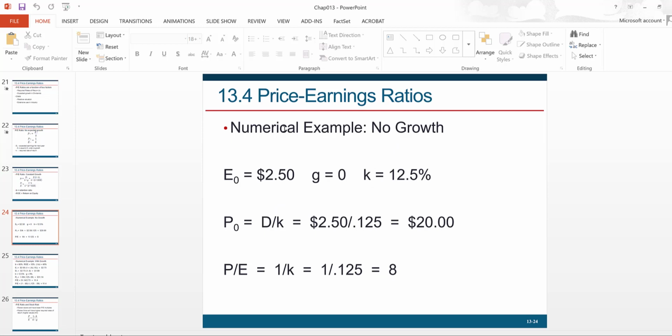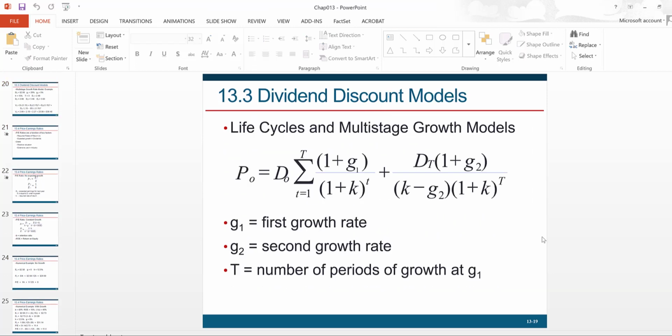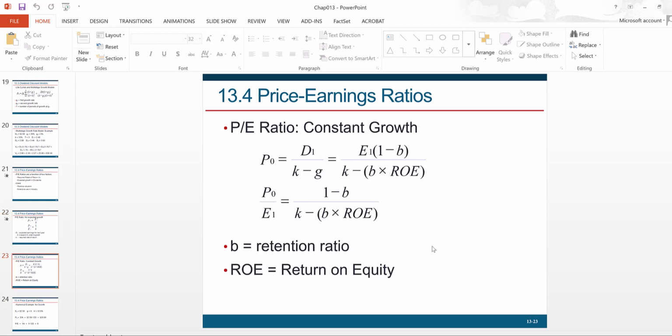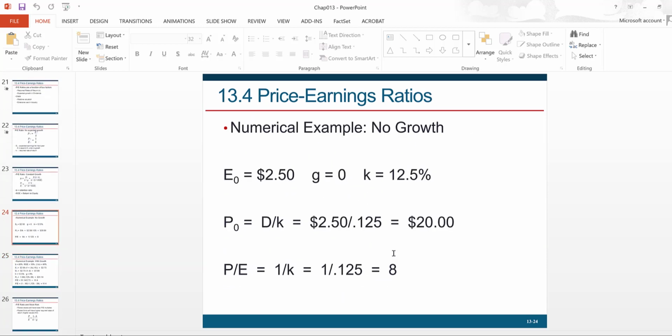So, a couple of examples here. Again, this is the no growth case. If your K is, say, 12.5%, we know that the PE ratio in the no growth scenario is just 1 over K, meaning 1 over 0.125. So in this case the PE ratio is 8. This is the no growth example.